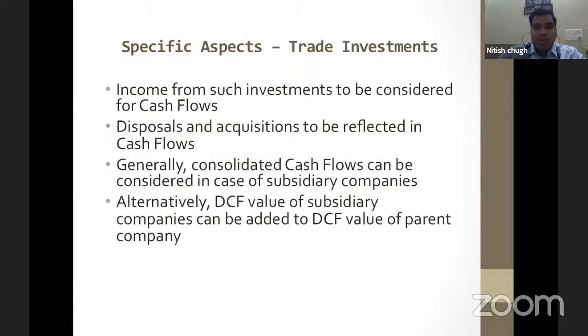Trade investments. Trade investments are those investments which are necessary for the purpose of business. So income from such investment is to be considered in cash flows. Disposal and acquisition to be reflected in cash flows. Generally the consolidated cash flows can be considered in case of subsidiary companies. Alternatively, you can add the value of the subsidiary, using the DCF method, to the holding company and arrive at the fair value for the equity shareholders.